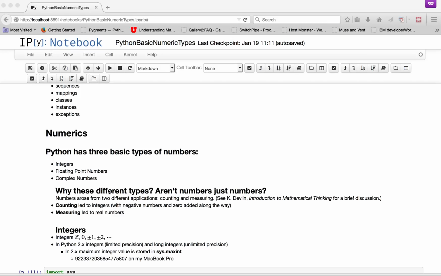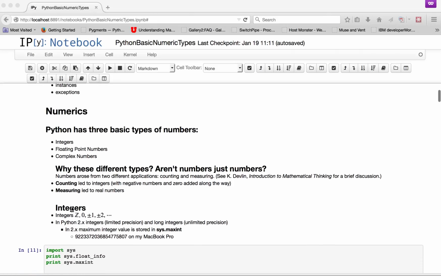So the first question might be, why do we need different types of numbers? Aren't numbers just numbers? But if we look at the history of mathematics, numbers arose from two different sources. One was counting, which led to integers with negative numbers and zero added along the way, and measuring led to real numbers. So integers, represented mathematically by the symbol Z, are 0, plus or minus 1, plus or minus 2, on to infinity.